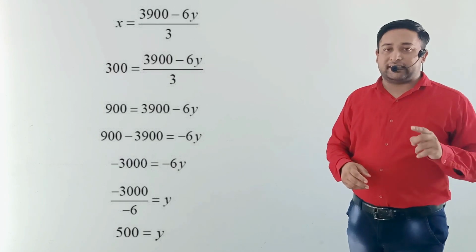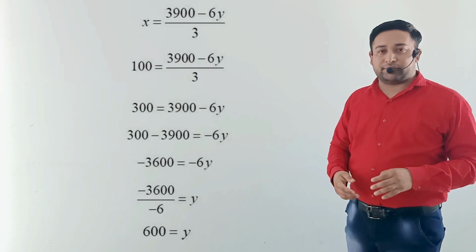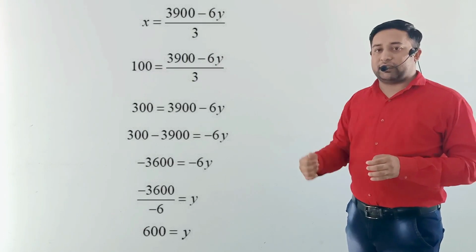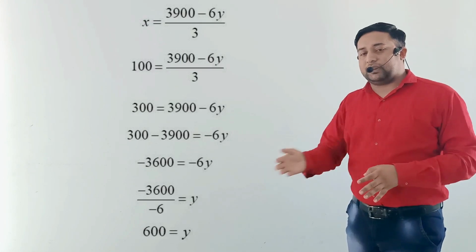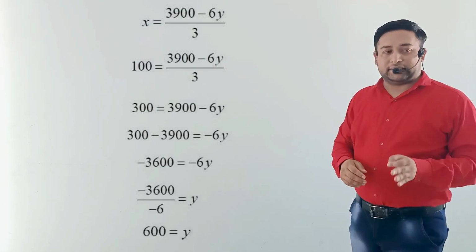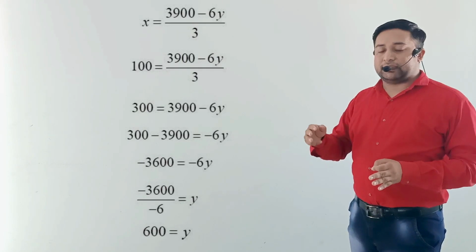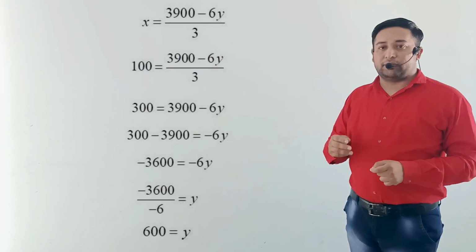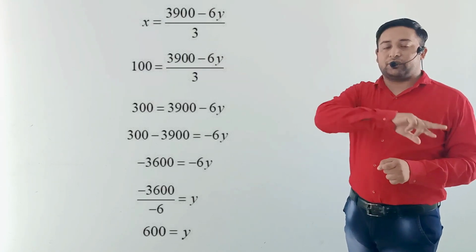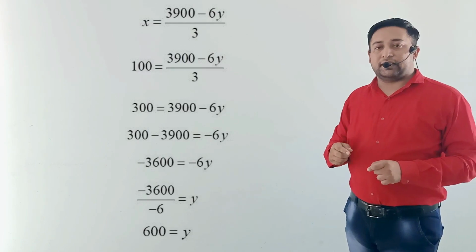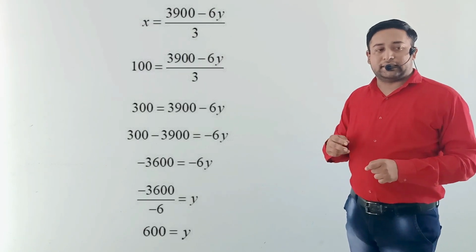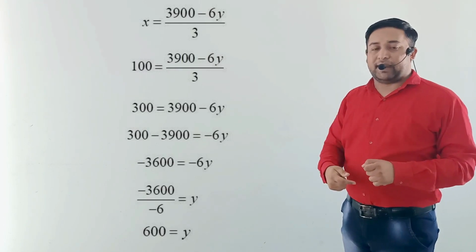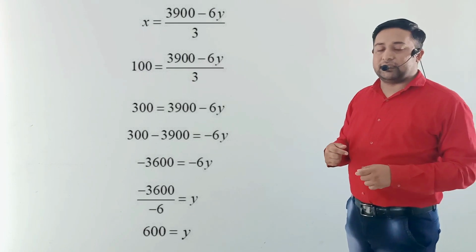Now for x equal to 100, substituting in the equation, 100 is equal to 3900 minus 6y divided by 3. Multiplying by 3, 300 is equal to 3900 minus 6y. Taking 3900 to the other side, 300 minus 3900 is minus 3600, equal to minus 6y. So y is equal to minus 3600 by minus 6, so y will be 600.